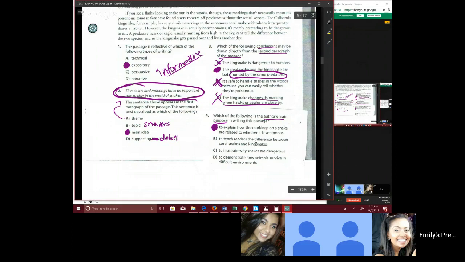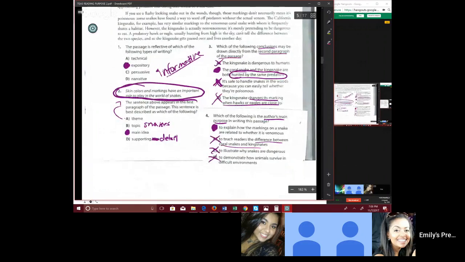So it's not to teach them the differences between coral and king snakes, because we didn't focus on their differences. We only looked at one of their differences, but we were talking about the fact that they look the same. So that would not be a good main purpose. There might have been a tiny bit of discussion of some of the elements that you'll see as choices here, but it has to be the main purpose. To illustrate why snakes are dangerous is definitely not the main purpose. And to demonstrate how animals survive in difficult environments is also not the main purpose. That would mean that the entire article was about animals in general, and it couldn't be so zoomed in in order to work for that answer.